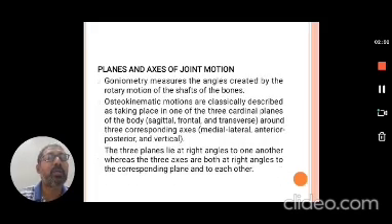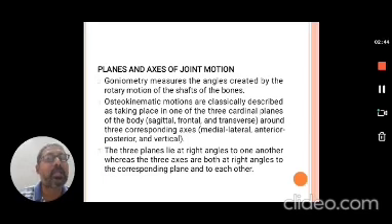Goniometer measurements have to be taken in consideration of the axes and planes of the joint movement. Actually, our body movements happen in three axes and three planes, which act at right angles to each other. There are three cardinal planes in which the movements happen: one is the sagittal plane, the other one is the frontal plane, and the other one is the transverse plane. And there are three axes, medial-lateral, anteroposterior and vertical axis, which will be at right angles to each other and to the corresponding planes also.